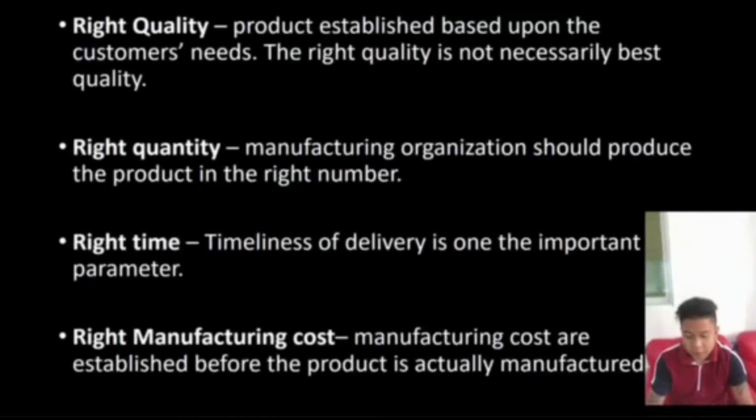The next is the right manufacturing cost. The right manufacturing cost is established before the product is actually manufactured. We all know what manufacturing cost is. These are the costs incurred during the production of a product, like the direct materials, the labor, and the manufacturing overhead, or the indirect costs. For example, the rent of the building, the utilities, and of course the maintenance, etc.